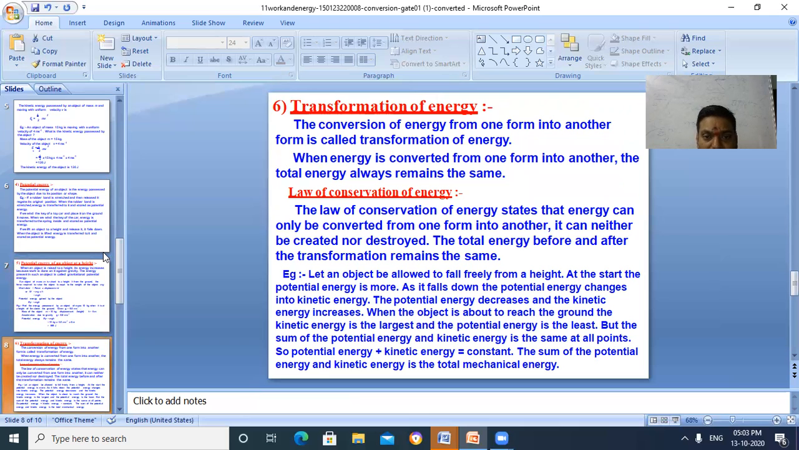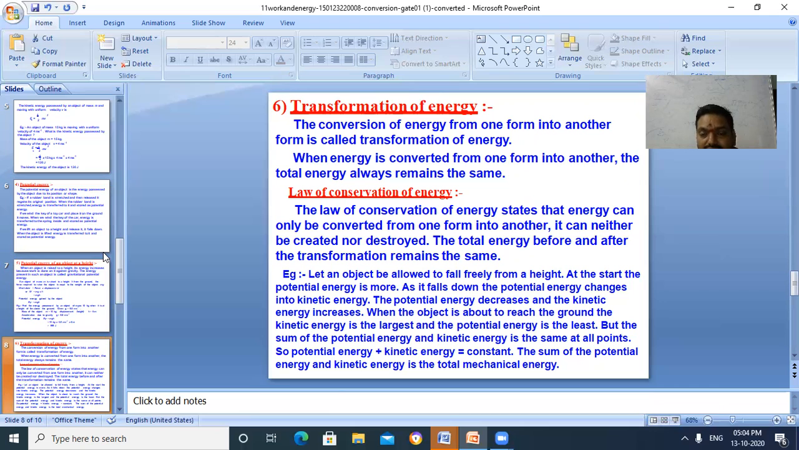Transformation of energy: let us look at how energy gets transformed. Energy conservation theorem is applicable everywhere. Energy can neither be created nor be destroyed. One form of energy will be converted into another form. The conversion of energy from one form to another form is called transformation of energy. Like here, potential energy can be converted into kinetic energy and vice versa. When energy is converted from one form to another, the total energy always remains the same. This is to be understood clearly, that total energy remains the same.